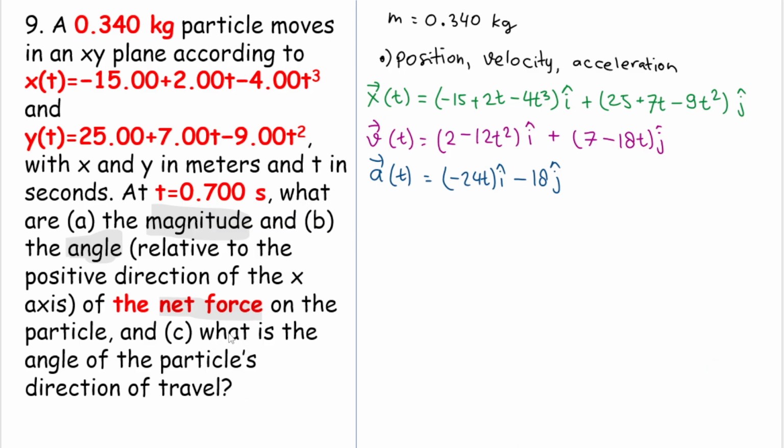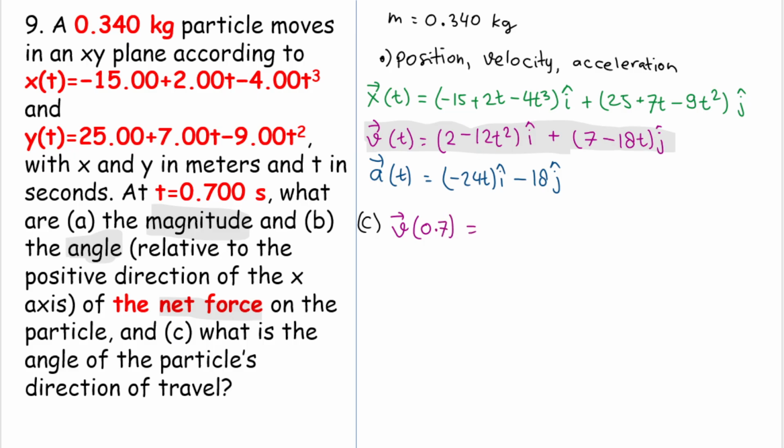Okay, for the question C, what is the angle of the particle's direction of travel? We need to derive it from the velocity vector, right? Because its speed and direction of travel is defined by its velocity. So we will have to find out what is v at the time of 0.7.